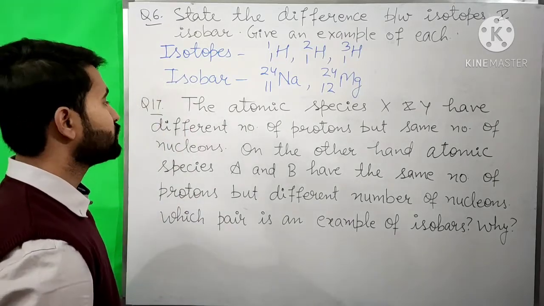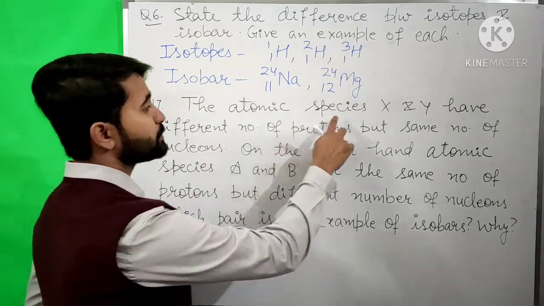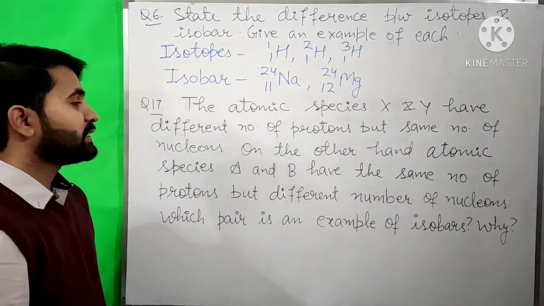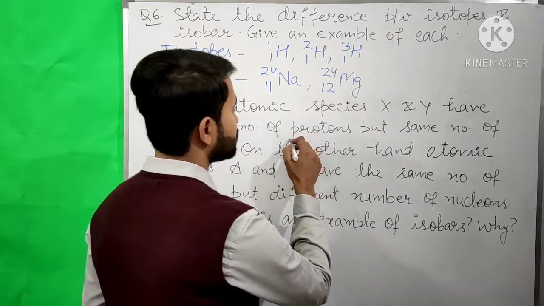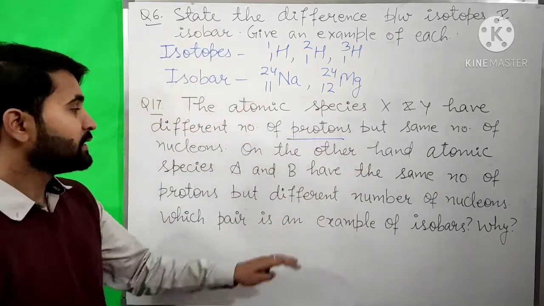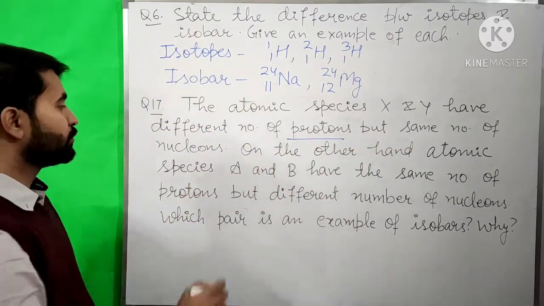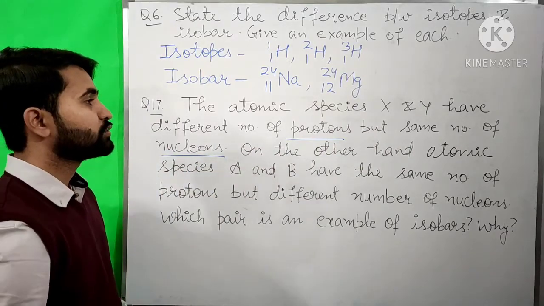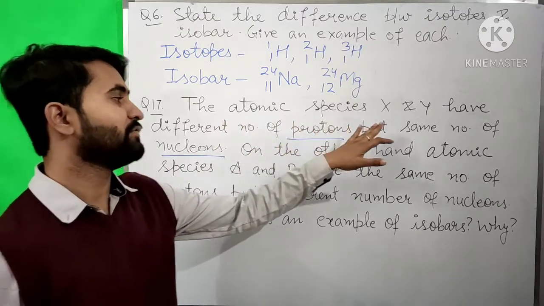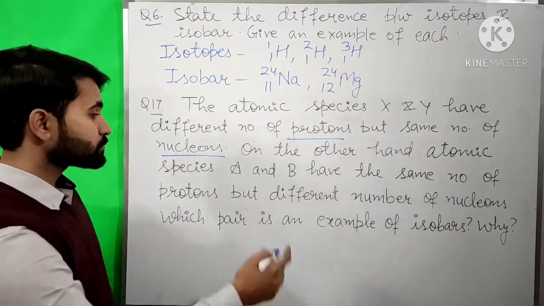So here we have to see atomic species X and Y. They are having different number of protons, so it is okay, and the same number of nucleons. It means they are having same mass number. So the species X and Y, it is our isobars.